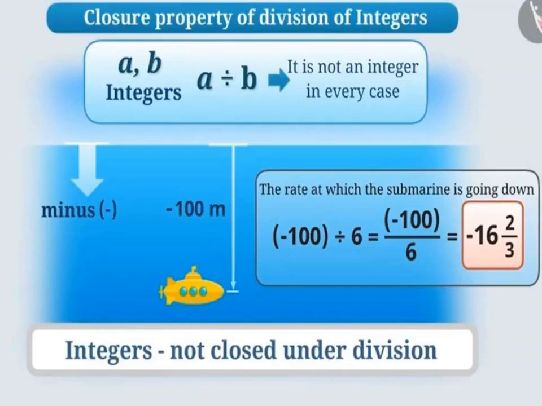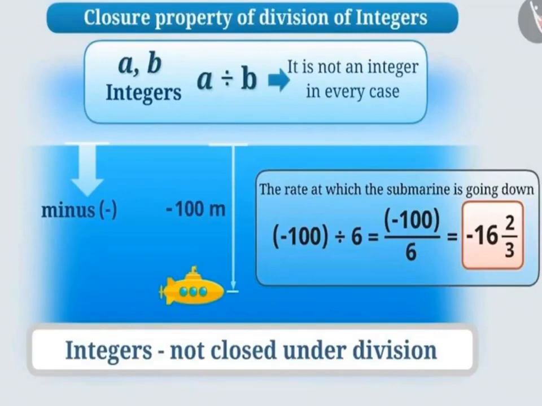A submarine is in the water at a depth of 100 meters, and the temperature of the water is 6 degrees Celsius. Then you find the rate at which the submarine is going down. Then we write minus 100 divided by 6. Means we can divide 100 by 6. We will get 16 and 2 by 3. It is not an integer.